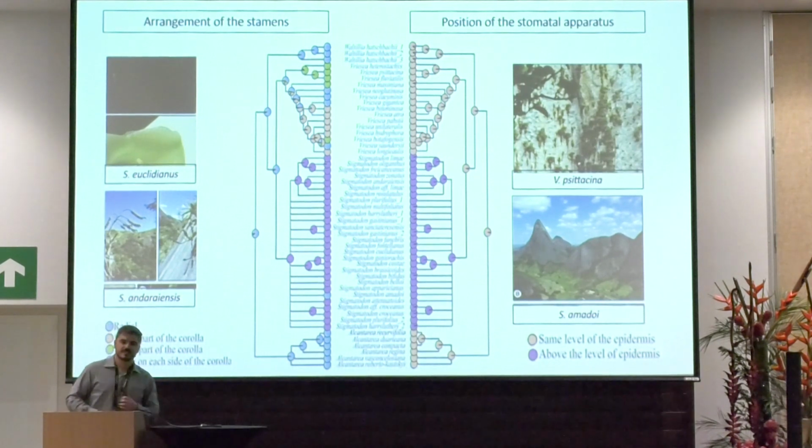Also, in this work, we traced some characters to corroborate this new placement of this group. Oh no, it's wrong. It's the wrong configuration, but okay, I will tell you. We have here the arrangement of stamens. It was supposed to be another photo here and another here, and we had similarities in the arrangement of the stamens in Stigmatodon, in which we have three for each side of the corolla, as we can observe in the Vriesea Lindl group.